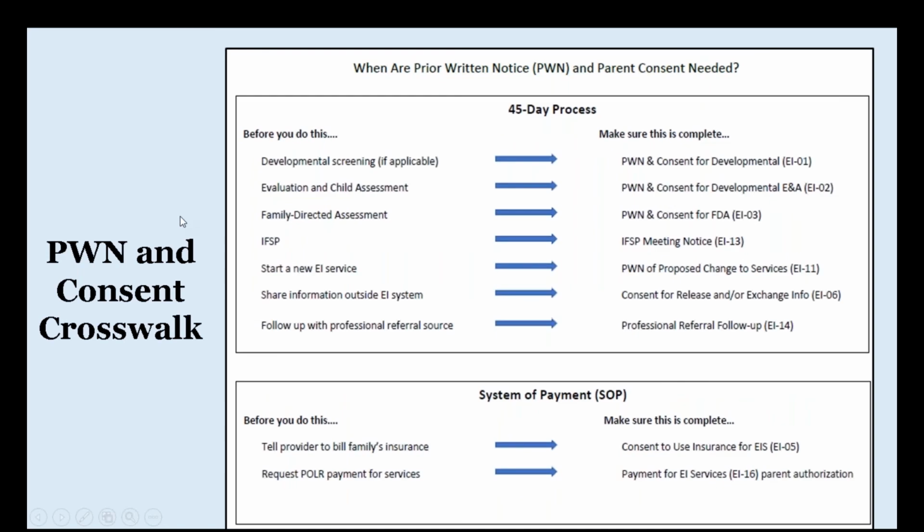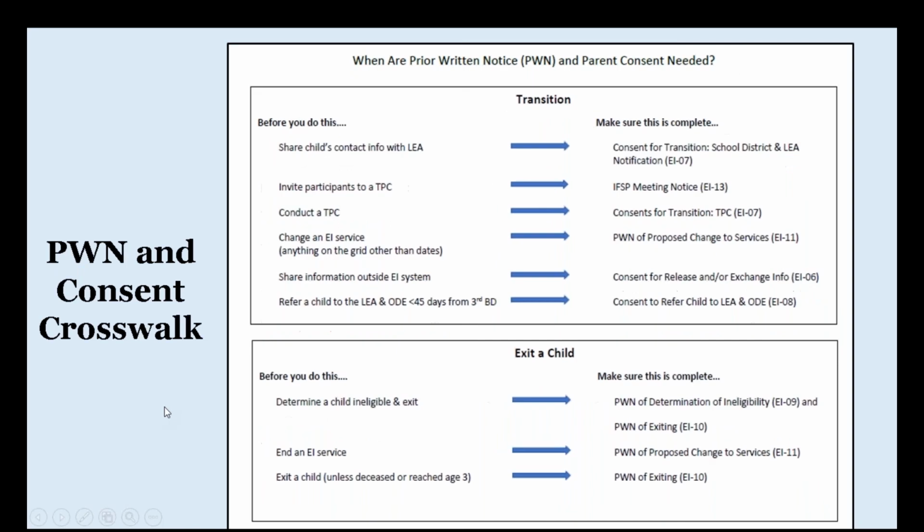Can move forward. See the 45 days, system of payment. Can move forward. And then transition and exiting a child. So we hope that you find this very helpful and that it answers your question: if I'm doing this type of activity, this is what I need to do related to prior written notice and consent. Okay, move forward.